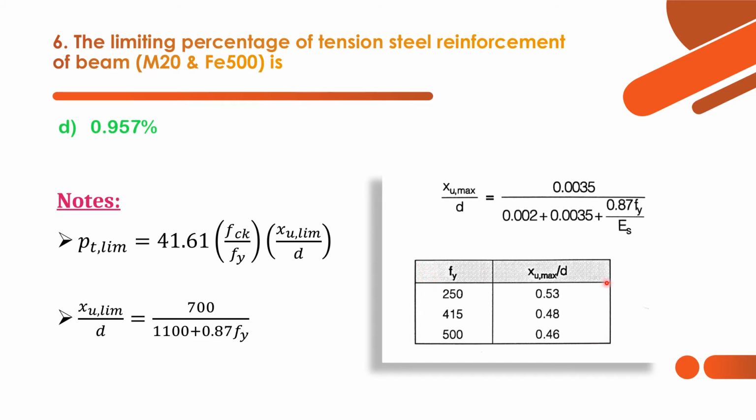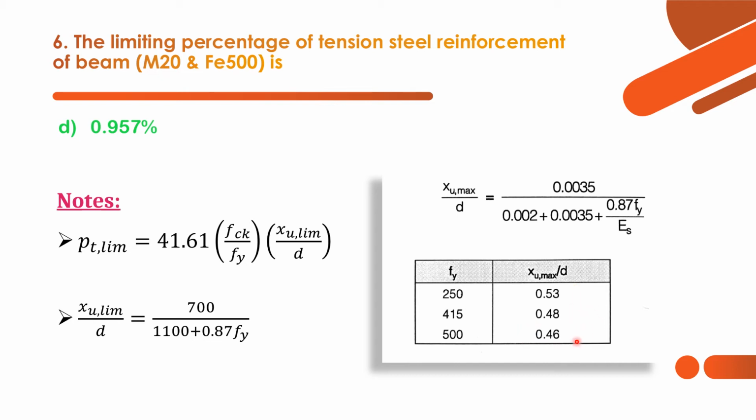This table is given as per IS 456, and XU max by D shall be 0.0035 by 0.002 plus 0.0035 plus 0.87 Fy by Es. On simplification, using the Es value as a constant, 2 into 10 power 5, we can get this equation also: XU limit by D is equal to 700 by 1100 plus 0.87 Fy. So upon substituting the Fy value as 500 over here, we get XU limit by D as 0.46, as you can see in this table.